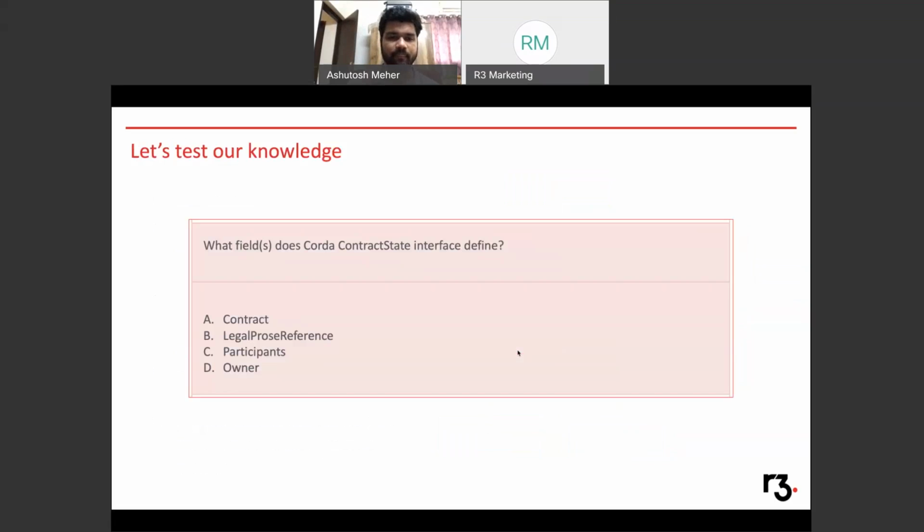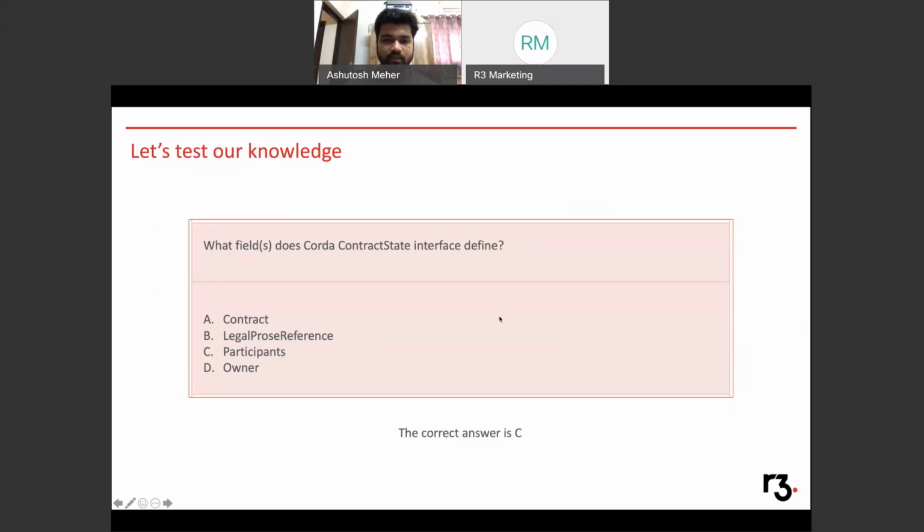All right. So again, let's try and see what we learned. A little simple question here. Which fields does the Corda contract state interface define? Can you come up with an answer? Is it contract, legal prose, participants, or is it the owner? What do you think? Okay, I believe you've got the right answer.